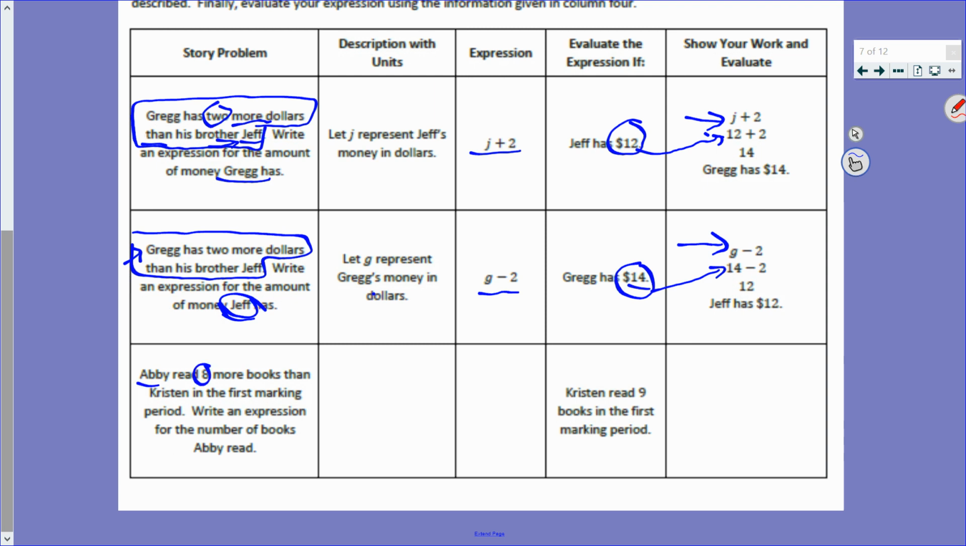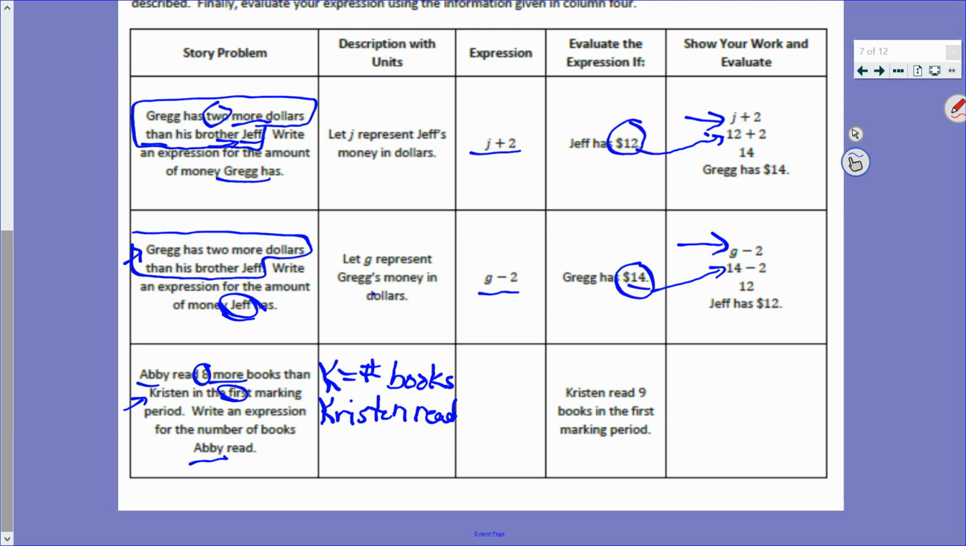Abby read 8 more books than Kristen in the first marking period. Write an expression for the number of books Abby read. So if I'm looking for Abby, that means what I don't know is Kristen. So my variable is going to be set up for Kristen. So I'm going to go ahead and use K. What are we looking at? The number of books read. So K equals the number of books that Kristen read. Make sense? Yes.